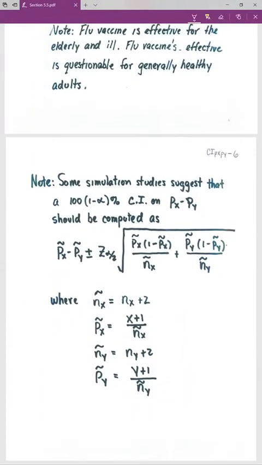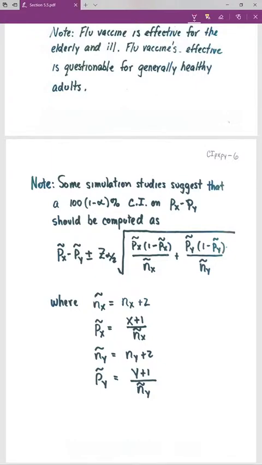Okay, so to finish this up, there is one little funny thing: some simulation studies do suggest that the 100 times 1 minus alpha % confidence interval on px minus py should be computed as follows, with px tilde minus py tilde plus or minus z alpha over 2 times the square root of px tilde times 1 minus px tilde over nx tilde plus py tilde times 1 minus py tilde divided by ny tilde, where nx tilde equals nx plus 2, px tilde equals x plus 1 divided by nx tilde, ny tilde equals ny plus 2, and py tilde equals y plus 1 over ny tilde.